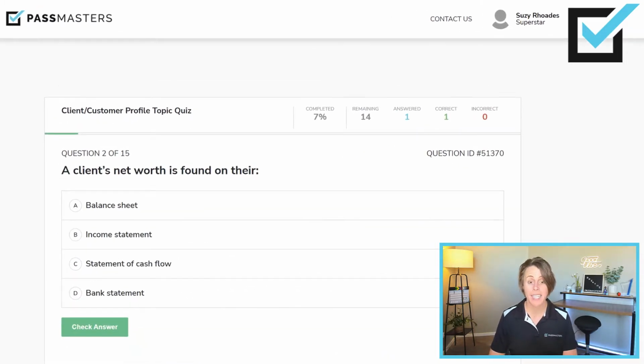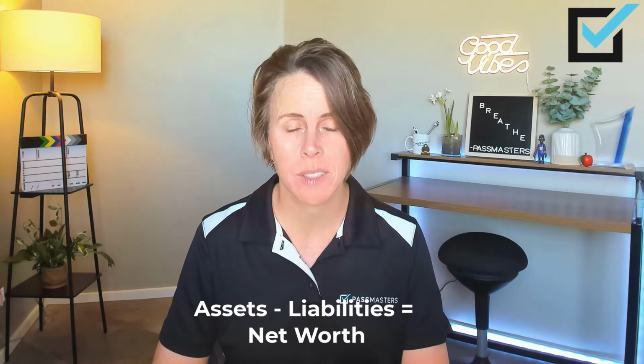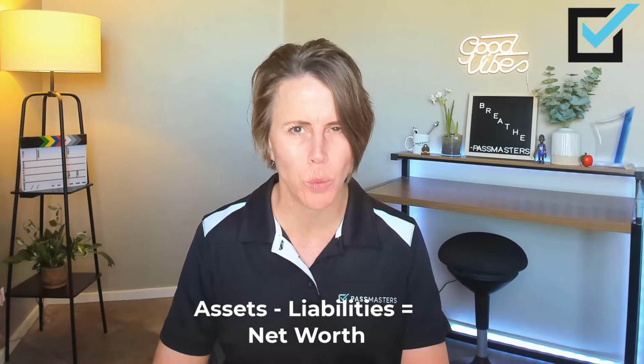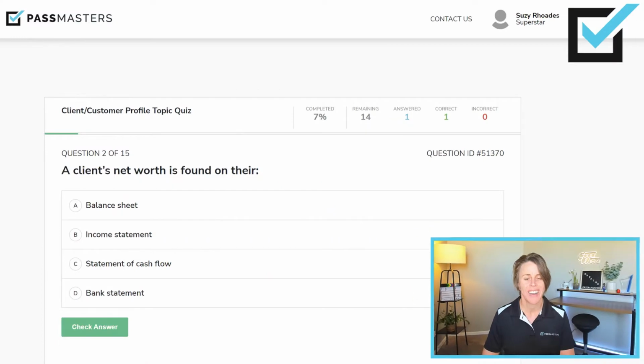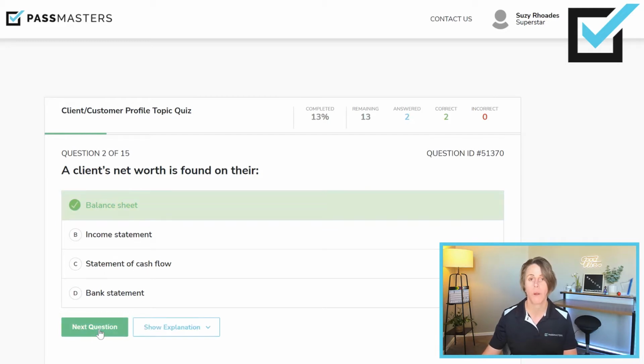A client's net worth is found on their, what's net worth? Net worth is assets minus liabilities. Where do you find assets and liabilities? On your client's balance sheet? Yes, but let's look at the others. Income statement, no. Statement of cash flow, no. Bank statement, no. So income statement would have their income and expenses. The balance sheet has their assets, what they own, and their liabilities, which is what they owe. Assets minus liabilities equals your client's net worth.